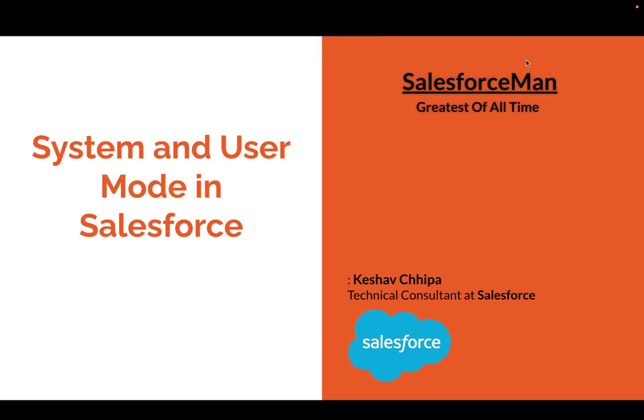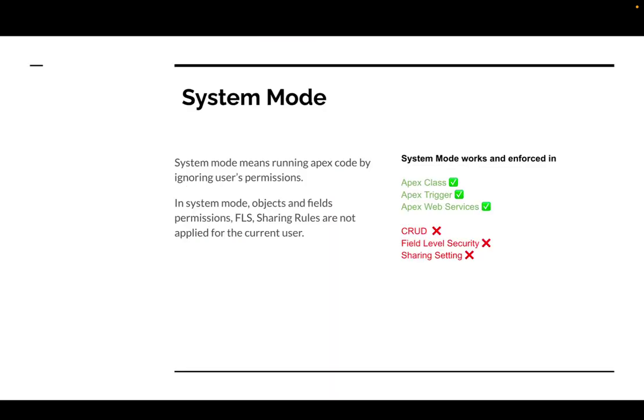I am Keshav Chhipa and today we talk about system mode and user mode in Salesforce. Let's start with system mode first. In system mode, profile permissions, field permissions, and the sharing settings will not get enforced for the current user. All the Apex code will run irrespective of user's permission. By default, Apex classes, Apex triggers, and the Apex web services will run in system mode.